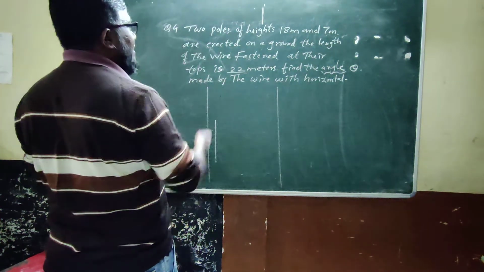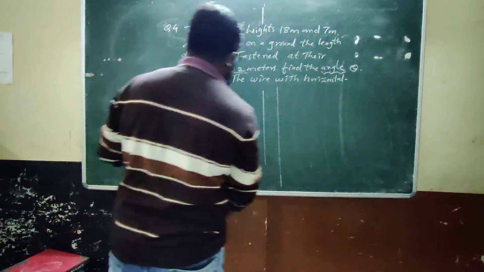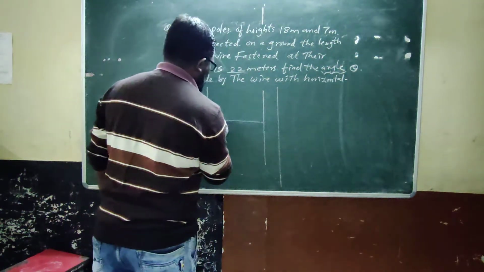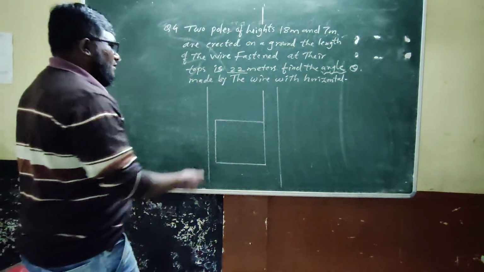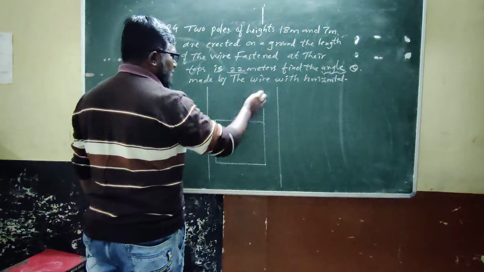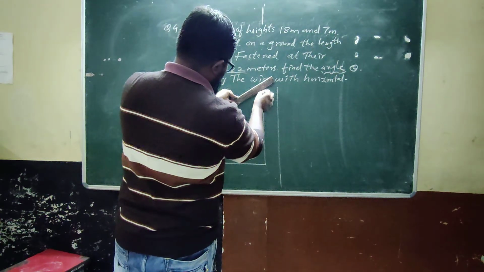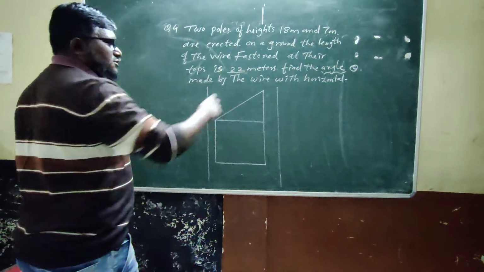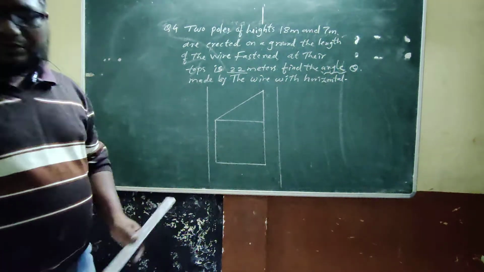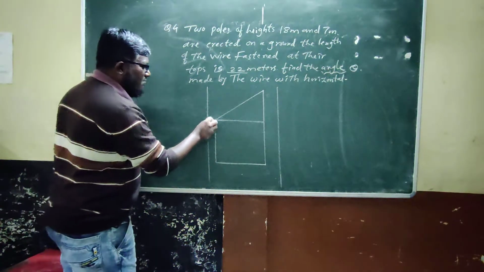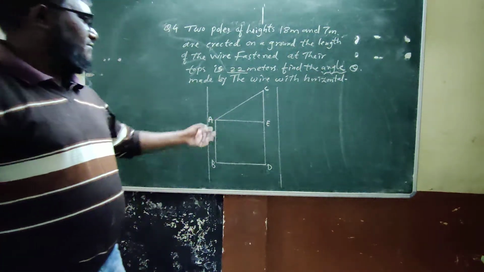First of all we'll draw two poles. One is 18 meters, so it will be in height like this, 18 meters. Now from this we have to draw the horizontal line. The first pole's top is there and the second pole's top is there. Now we have to join these by a wire, and we show it like this. We have tied the wire at the tops of these two poles. Now we give the names A, B, D, E, C, like in the previous example.